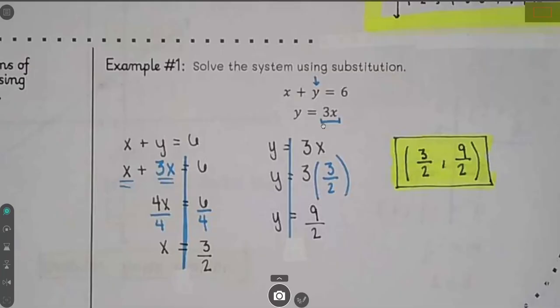Do you guys feel like you could solve a similar one? Or at least well enough to give it a try? So let's give it a go. I think you guys got this. Does anyone need a little bit more time to copy this down? Okay.